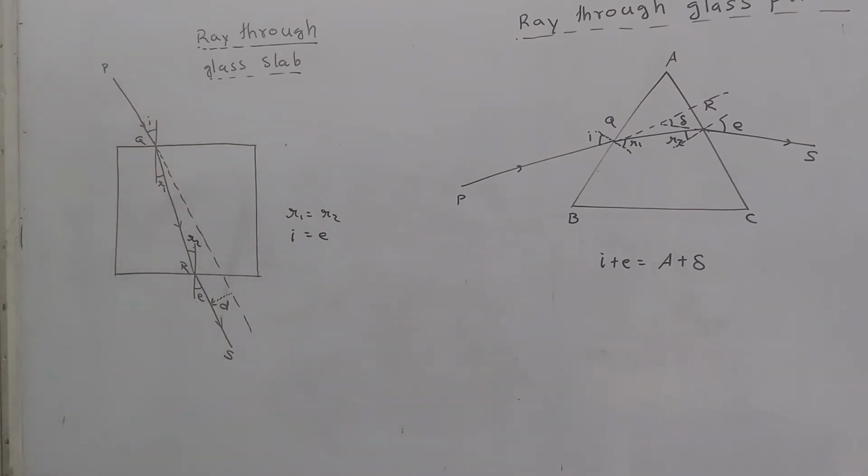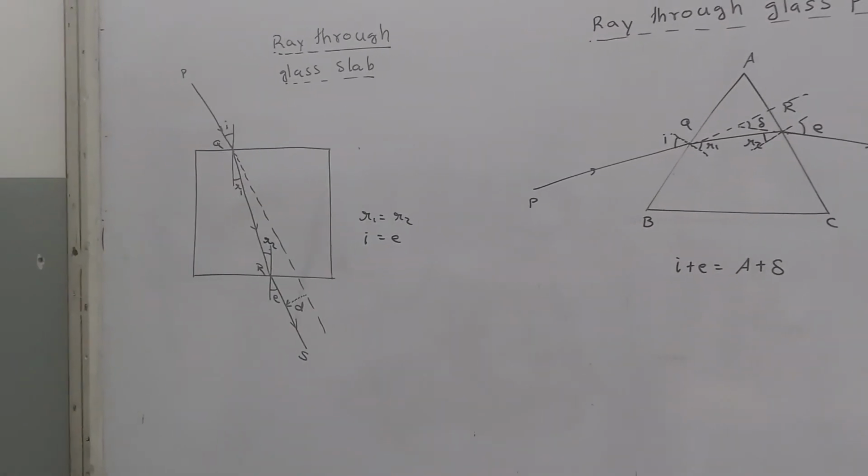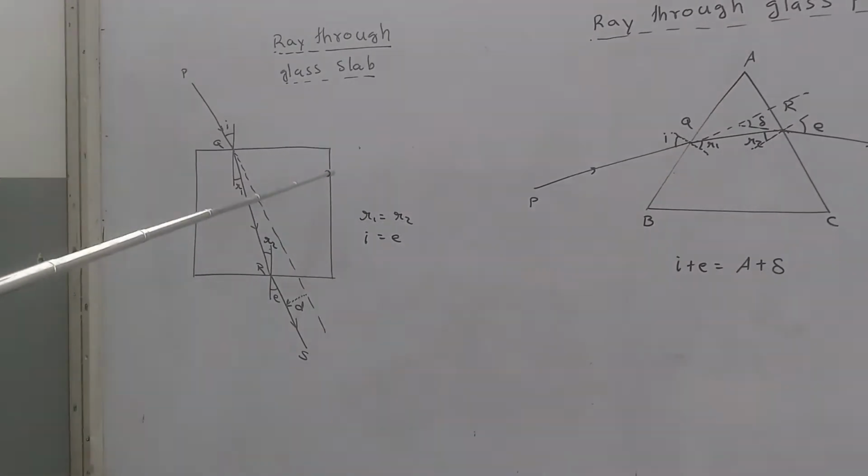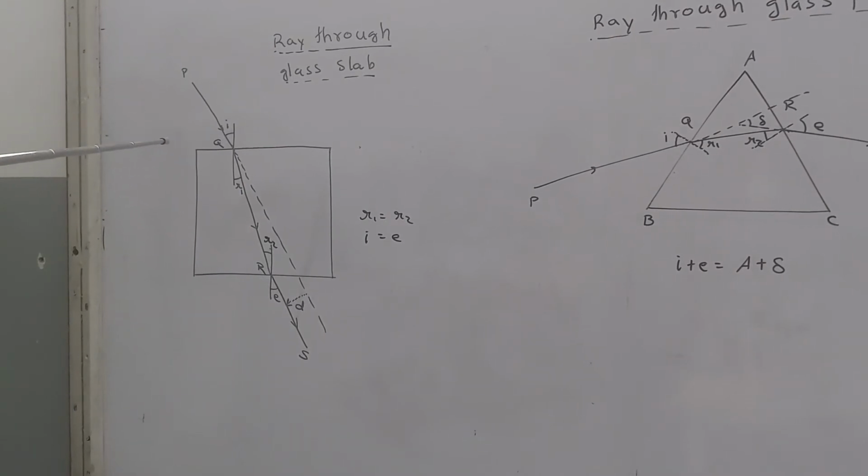First of all, you can see that we have a glass slab. This is the glass slab. The incident ray is called PQ. Then the ray turns inwards in the glass. The ray becomes QR. Can you see this QR? This is the refracted ray, and the ray RS is the emergent ray.